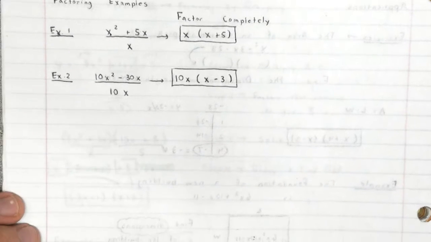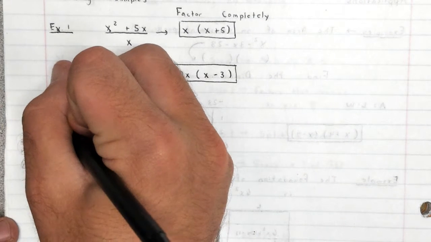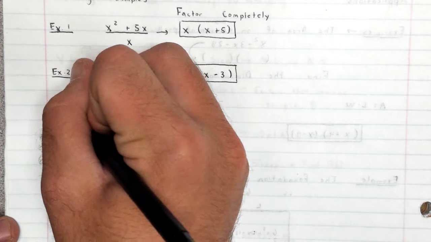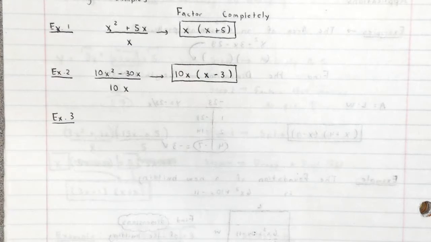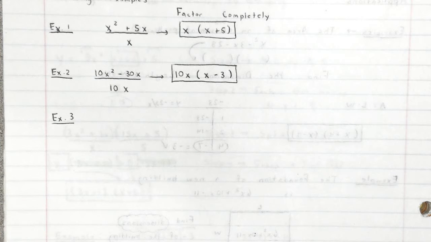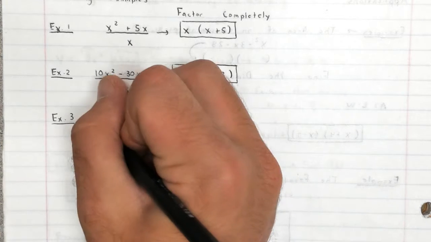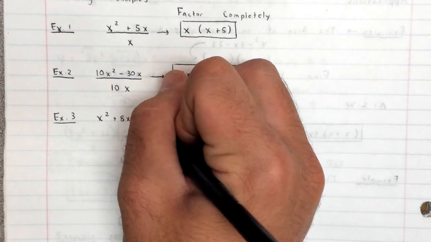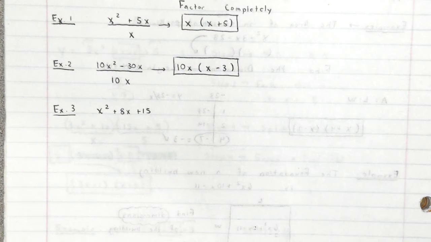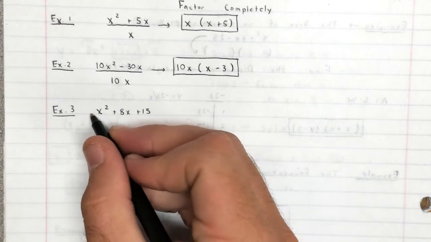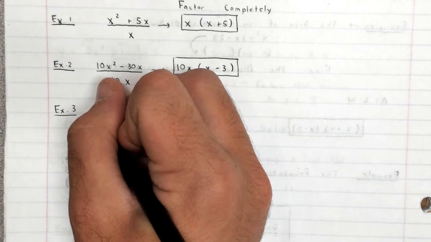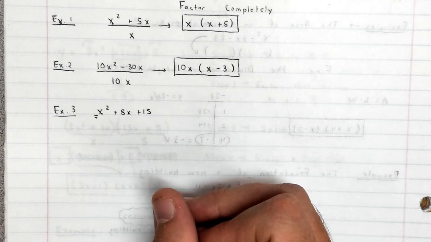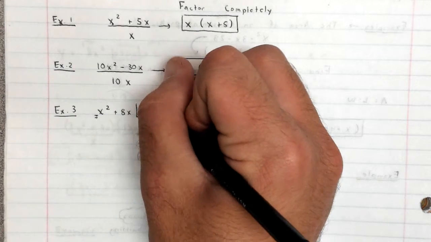Alright, we are cruising. Let's get into some ones that are a little bit more complex. Example 3. Let's look at x squared plus 8x plus 15. Alright, this is a normal trinomial that I think I can factor. Oh, good, it's one of my easy ones where there's no a value. It's just a 1.